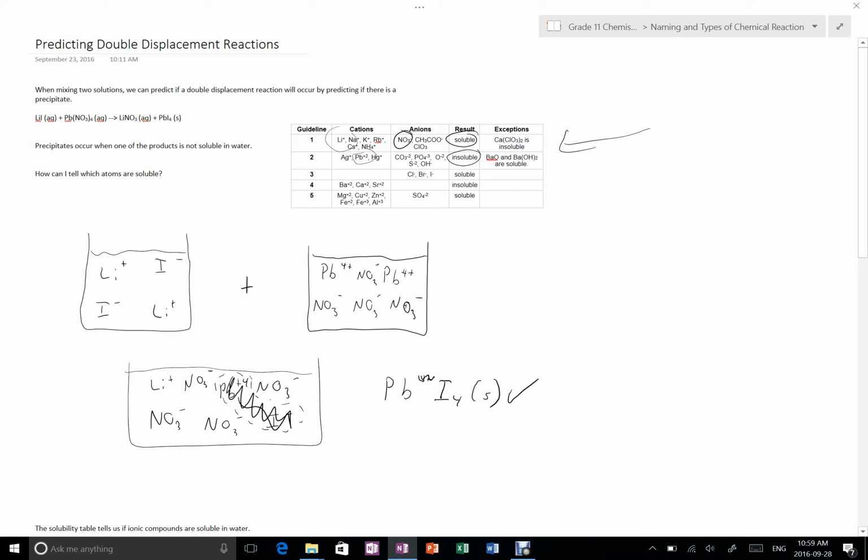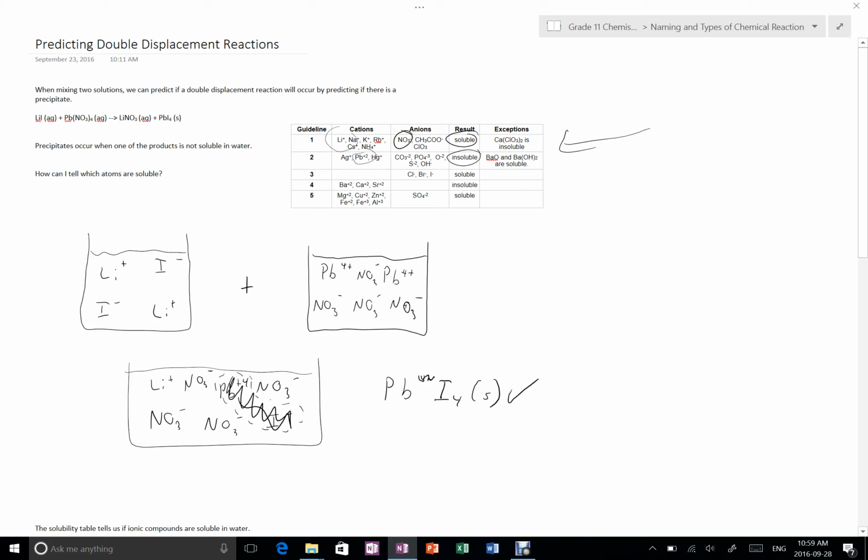So before I get down to guideline 3 here and I see iodine, I go in order. 1 is the most important, 2 is the second most important, 3. So since 2 is more than 3, lead makes this product insoluble. So that's how I use this. I start at the top, I look for stuff that I have, and I work my way down. Whenever I see what I have, I look to see if it's soluble or insoluble, and then there are of course a couple minor exceptions.